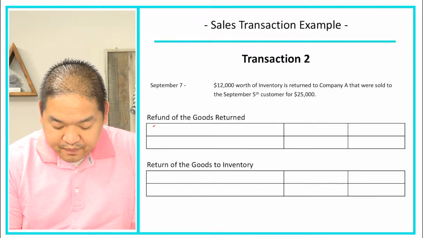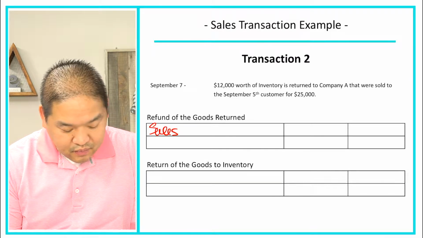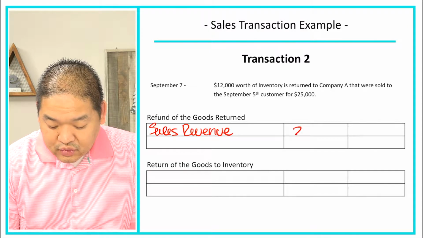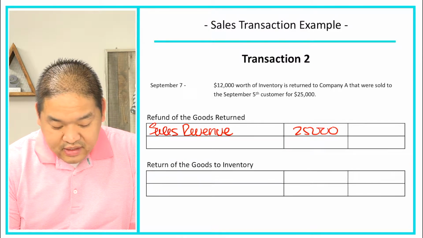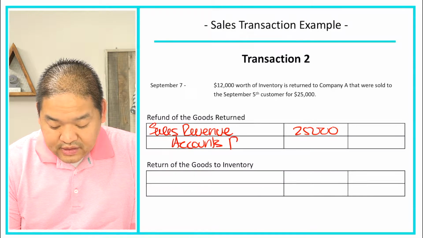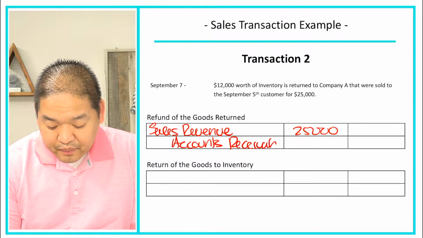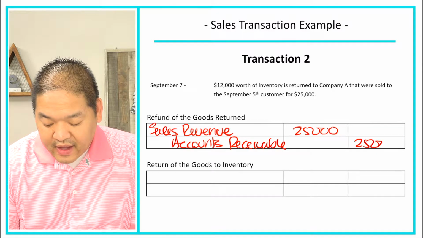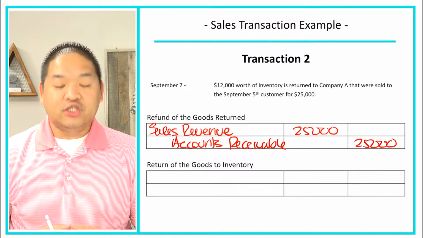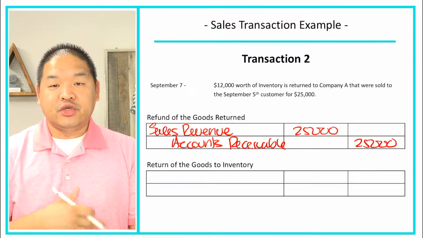So debit sales revenue for $25,000 and credit accounts receivable for $25,000. So once we have that, then we need to return the goods to inventory.